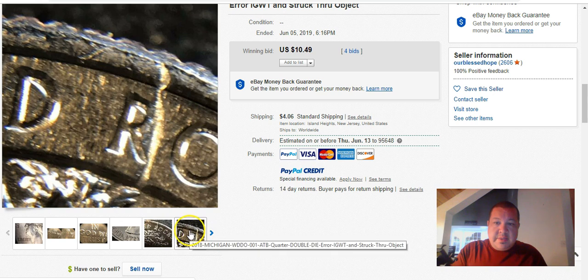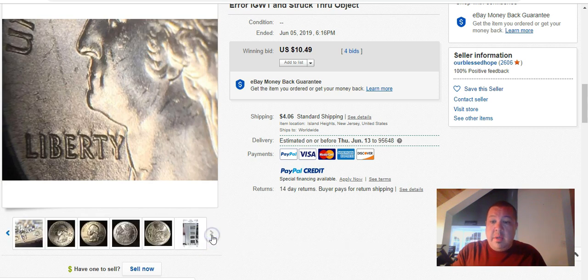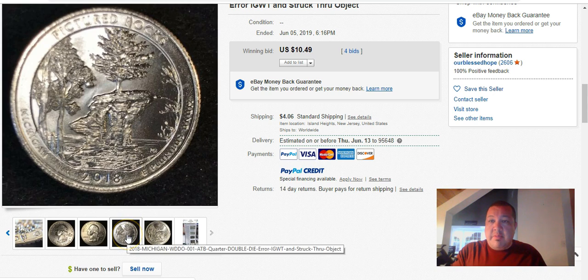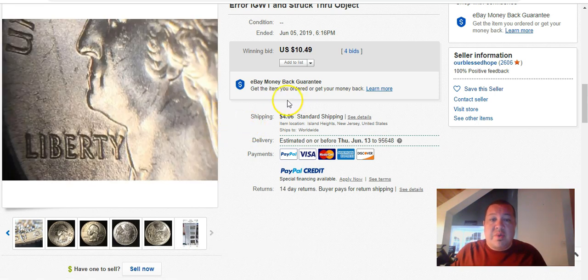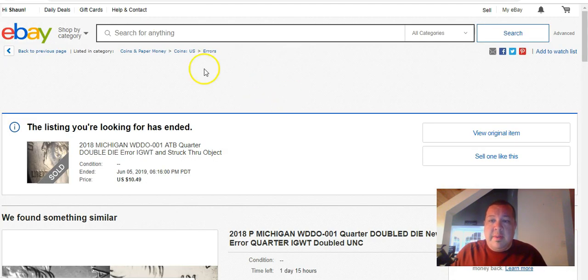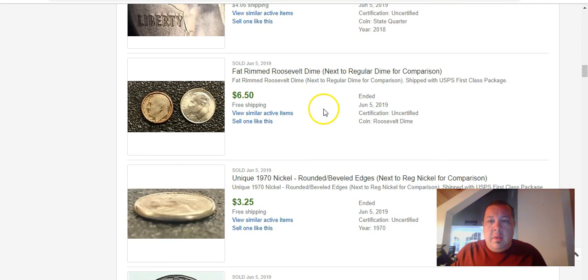All right, and then there's another picture of the Pictured Rocks quarter with a die crack, which is kind of attractive. Yeah, but there's a number of various pictures about this coin. This is good. The more pictures, the merrier. Okay, it's sold for $14.55 altogether. So that's that one there.